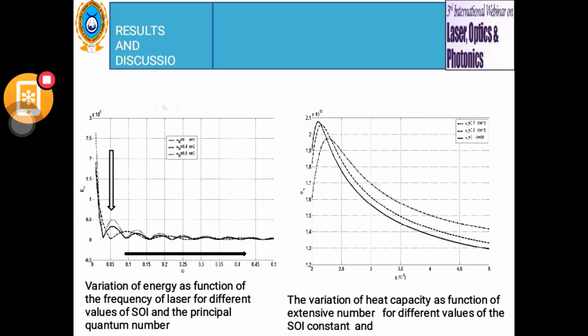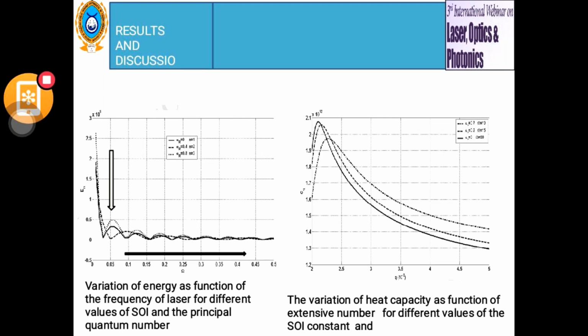Here is the frequency of laser for different values of the principal quantum number. We observe here that for the lowest value of the frequency of laser, we have the highest value of energy. We mean that as the frequency of laser increases, the energy will decrease because the laser will reduce the motion of our particle.